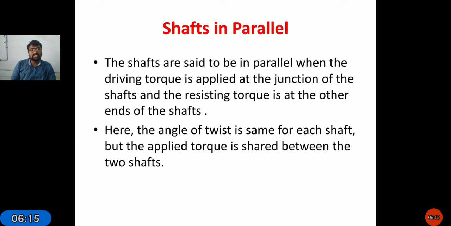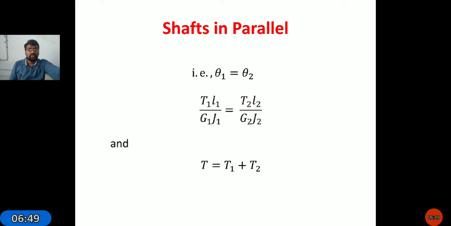It is opposite to the series condition. In series condition, the angle of twist is the summation of the angles of twist developed in shafts 1 and 2, and the torque is equal in shafts 1 and 2. But in the case of parallel, the angle of twist developed is the same in both shafts, but the torque is the summation of the torque developed in the first shaft and the second shaft. For this condition, theta 1 is equal to theta 2.